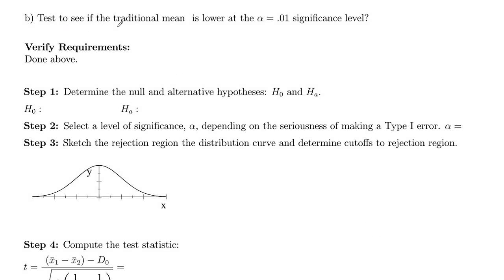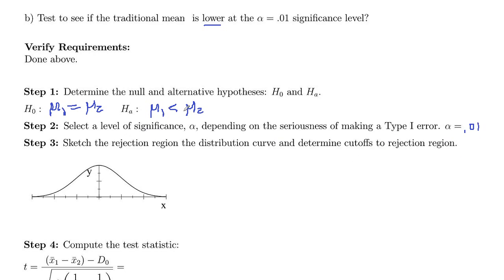Next up, we want to test and see if the traditional mean is lower at the 0.01 significance level. So the test requirements are the same. We did those above. Null and alternative hypothesis. The traditional mean is mean 1. So we're trying to show here that mean 1 is lower than mean 2. And if that's not the case, we'll conclude that mean 1 is equal to mean 2. So there's our null and alternative. Select the level of significance that was given to us, 0.01.